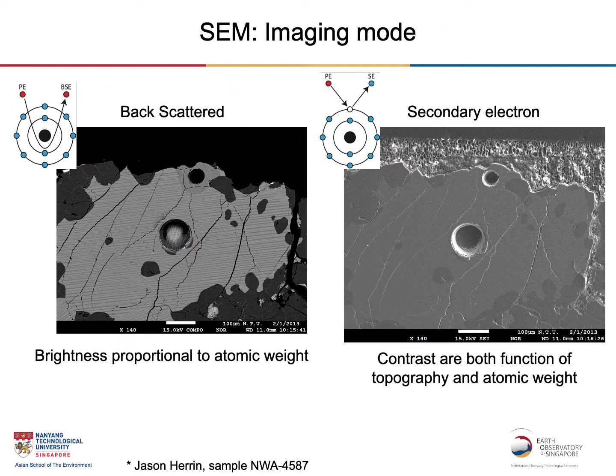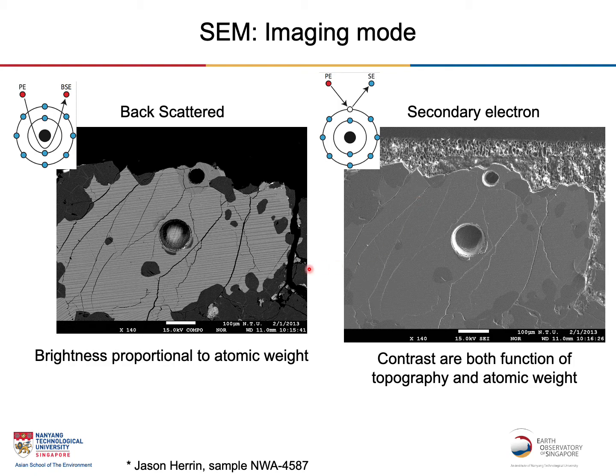Now let's go through some of the operation of the SEM. The two figures here are taken from the same spot on the sample. The image on the left is formed by the electrons detected on the backscattered electron detector, in short the BSE detector, while the image on the right is formed by the electrons captured by the secondary electron detector.